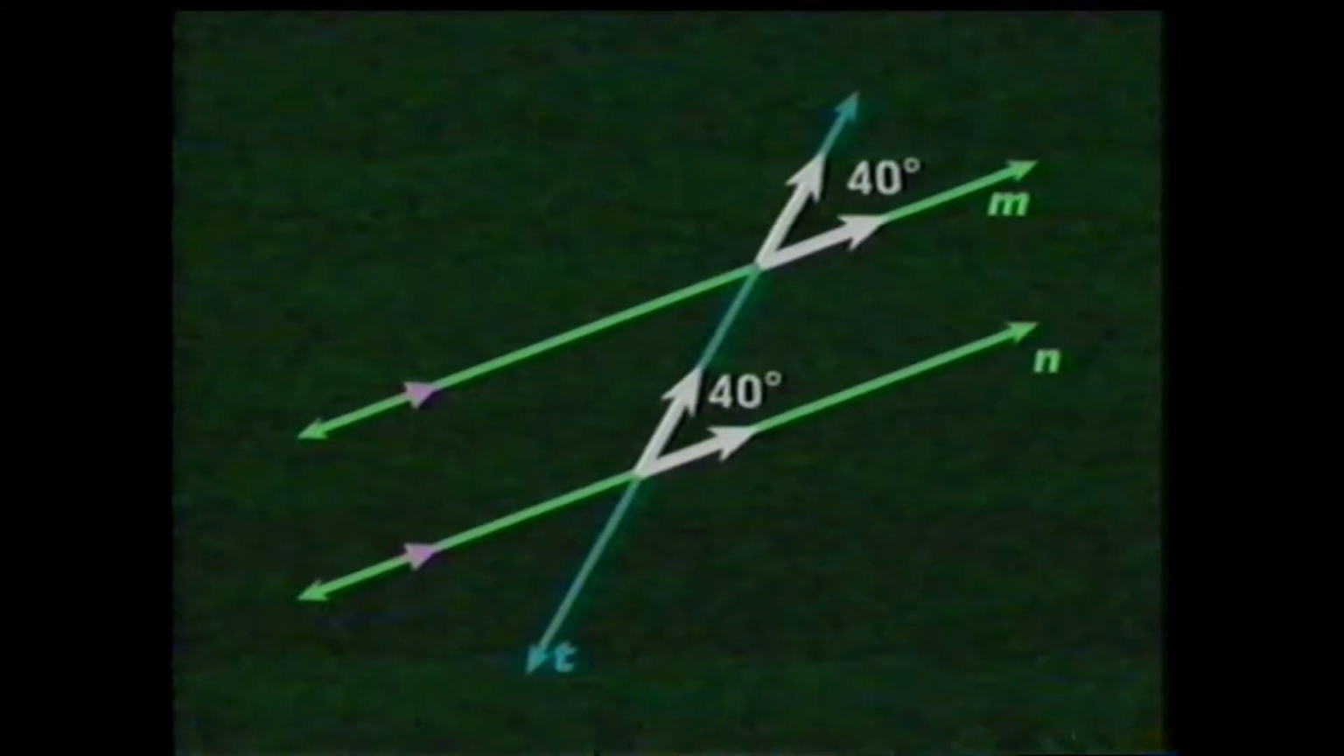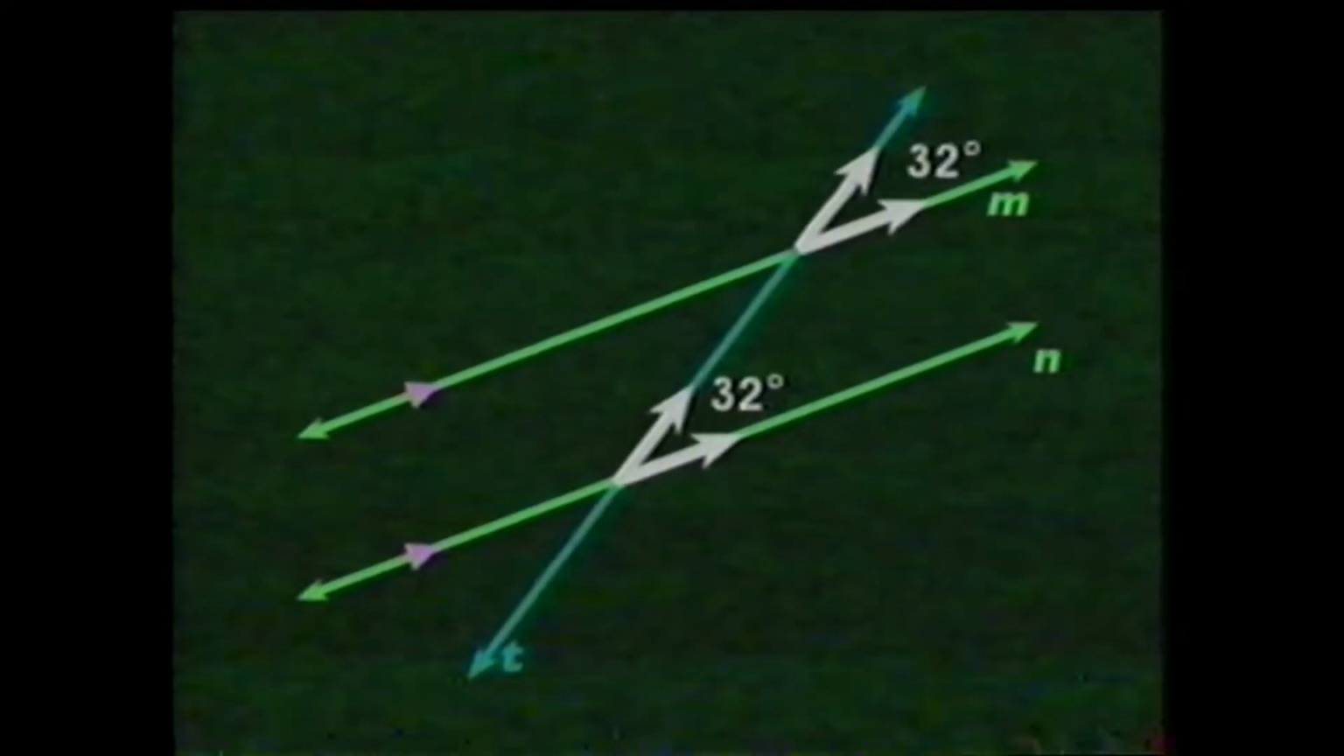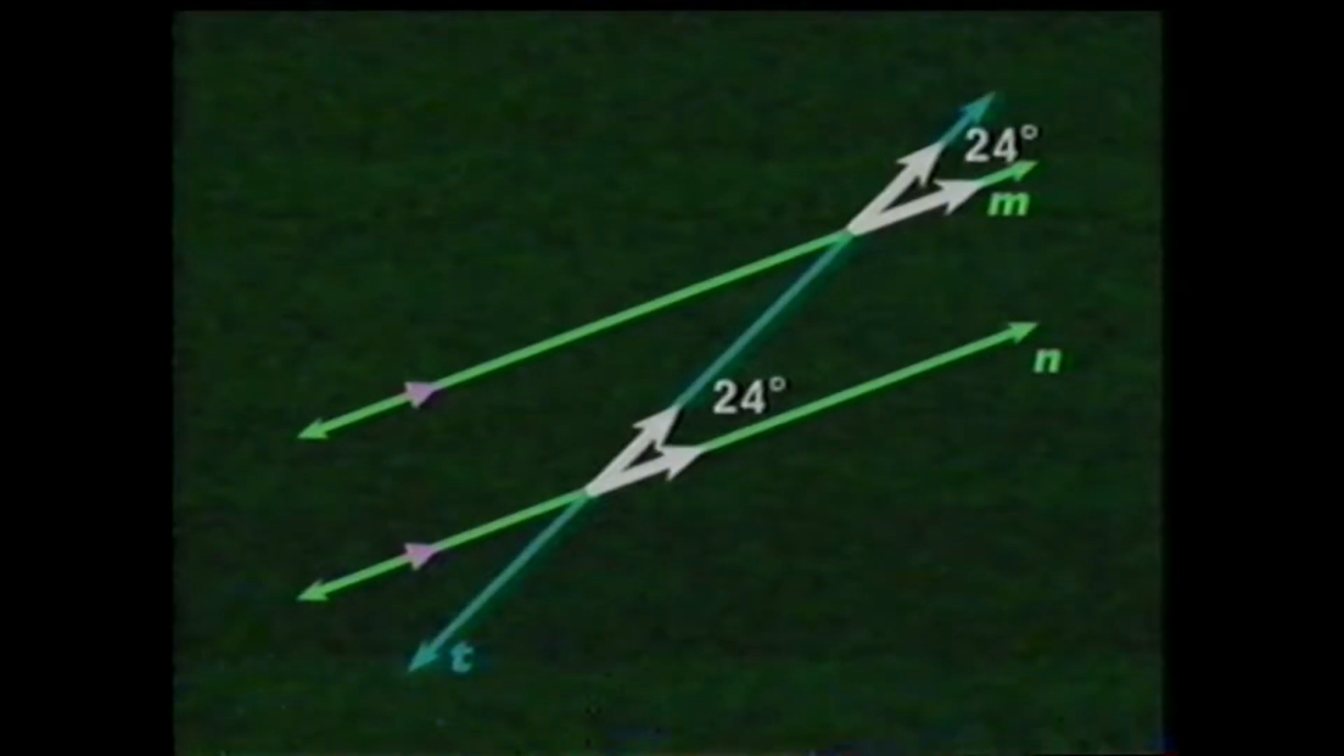As the transversal moves, the angles change in size. Here, each of the angles is 24 degrees. What happens to the positions of the lines as the angles become smaller and smaller?